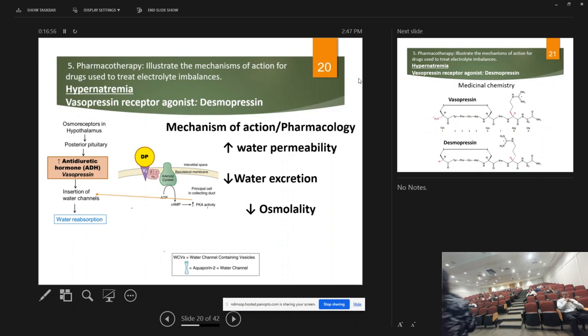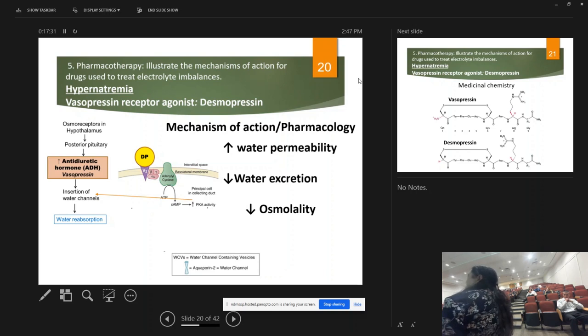So in a very brief way, this is a signaling pathway. The drug has to bind to a certain receptor to activate, and the increase in the water channel insertion is through this pathway. So that's how it will increase the water permeability, decrease the excretion, and reduce the osmolality. Because what you are trying to achieve, because it's a hypernatremic condition, you need to dilute it, right? So you need to reduce your osmolality.